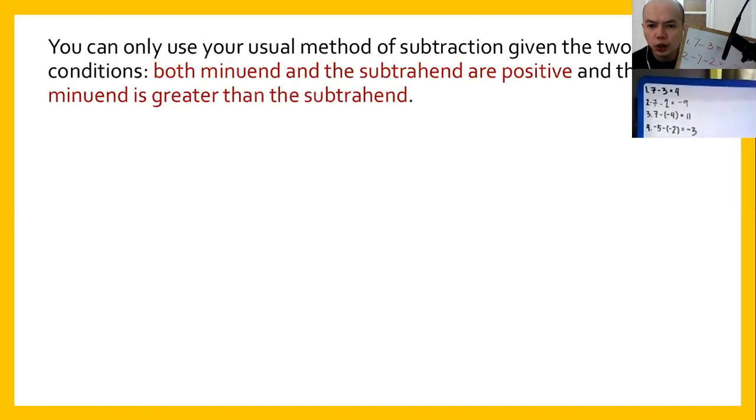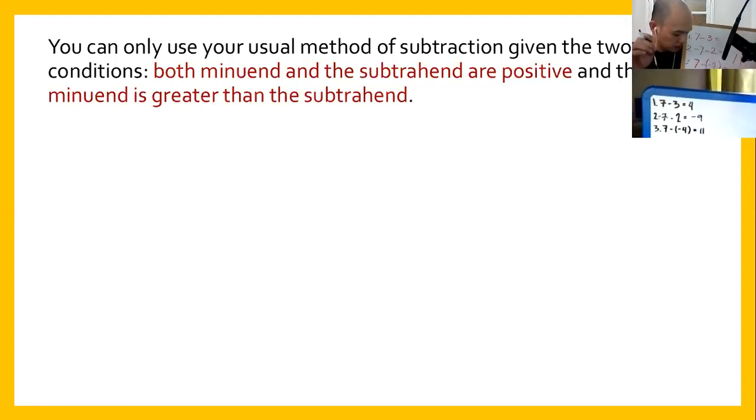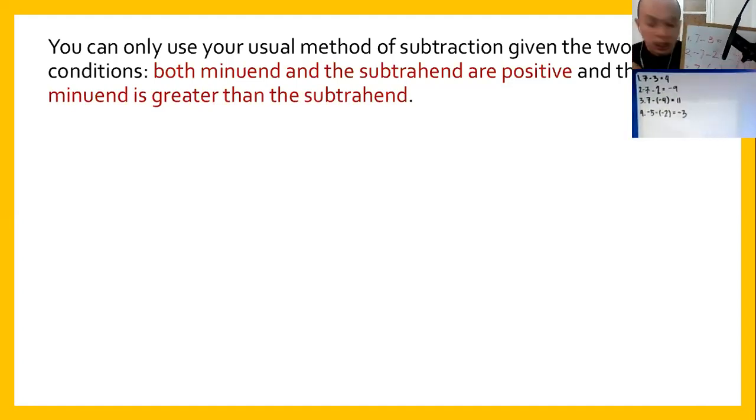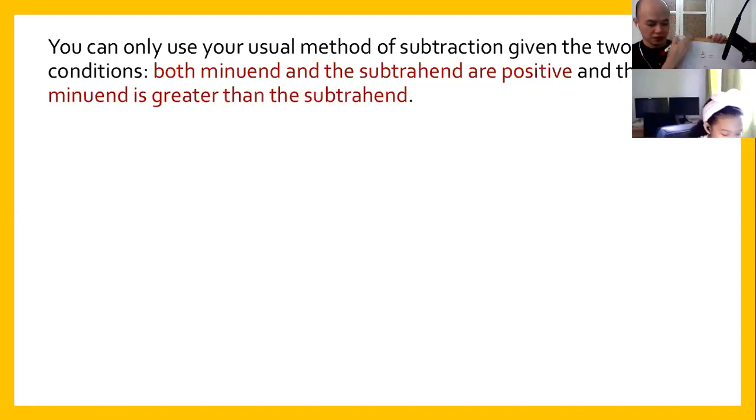Okay, let's see your number 3. So number 1, number 2, correct. Number 3, that will be 7 minus negative 4. It will become positive, so positive 11, correct. Can you move up? I cannot see number 4. What's your number 4? Negative 5 minus negative 2, that's negative 3. Correct. Okay, you get it. You just had the problem with number 2 because you didn't see clearly that it's negative 7.